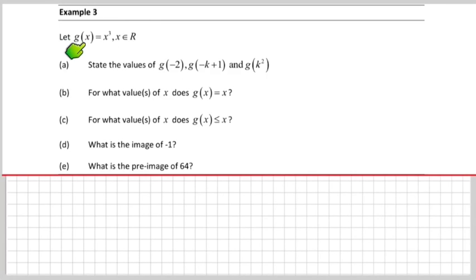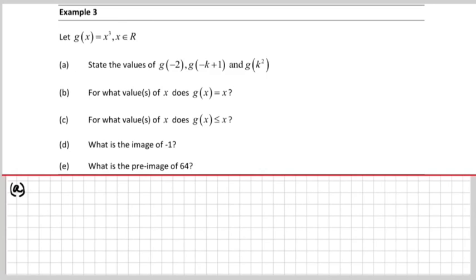In this example, we've got g of x is x cubed, where x is any real number. Now, let's go for it. Part A, we've got to state the values of g of minus 2, g of minus k plus 1, and g of k squared, just to get you used to the idea of substituting what's in here for what's in here, in the formula itself.